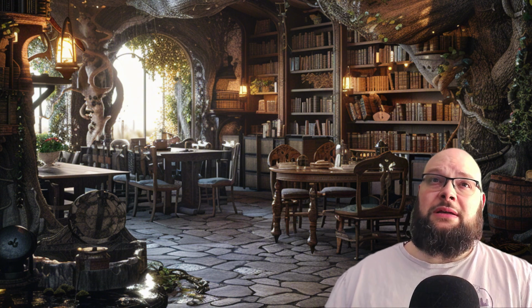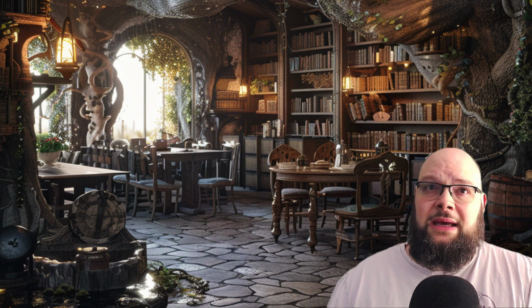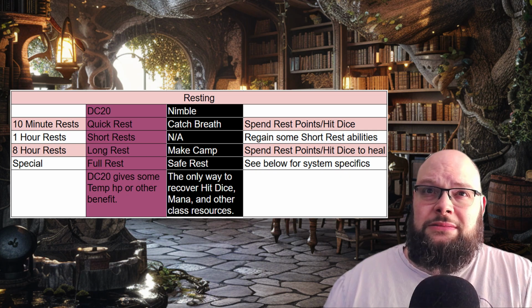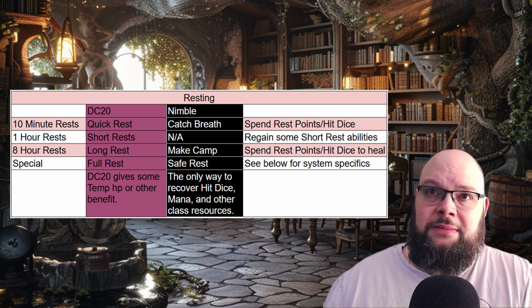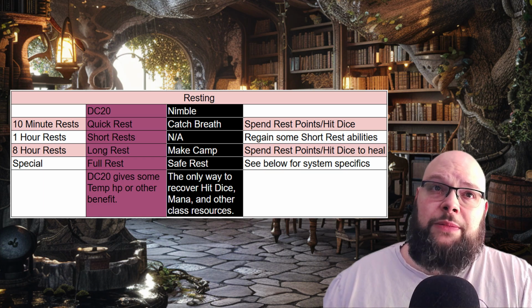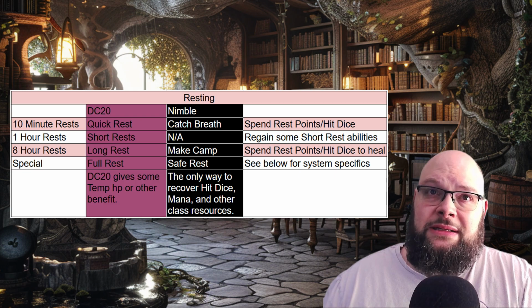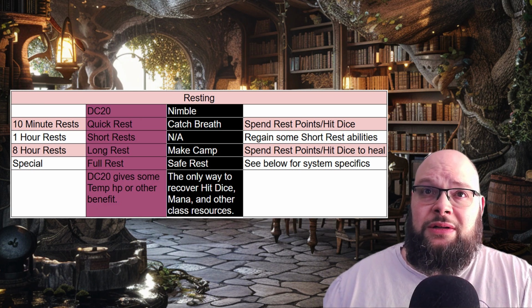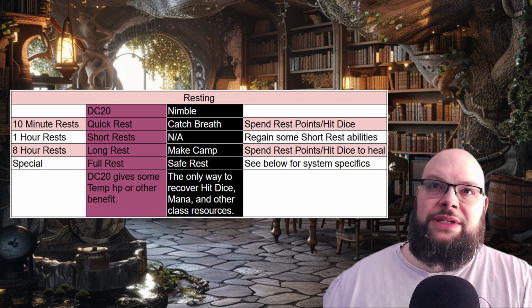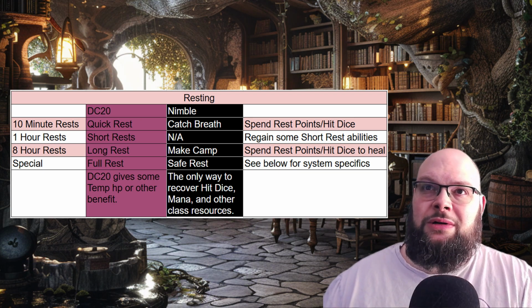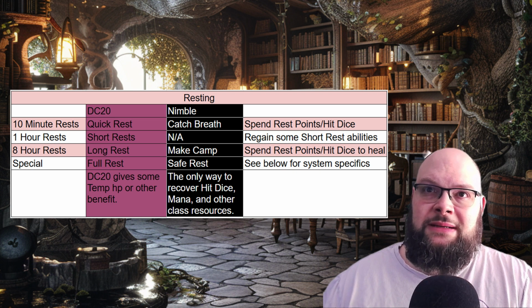Well, largely through resting, and the resting rules are quite distinct. A lot of similarities, but you'll notice some striking differences. Both systems have a 10-minute rest. In DC20, it's called a quick rest. In Nimble, it's called catch breath. Both systems let you spend rest points or hit dice to restore lost hit points.